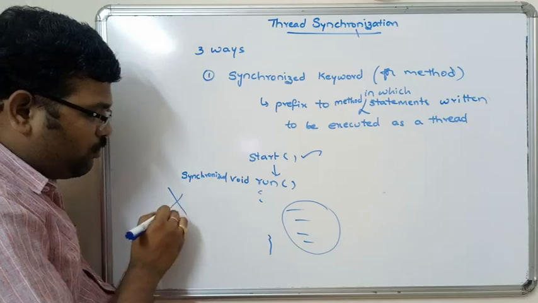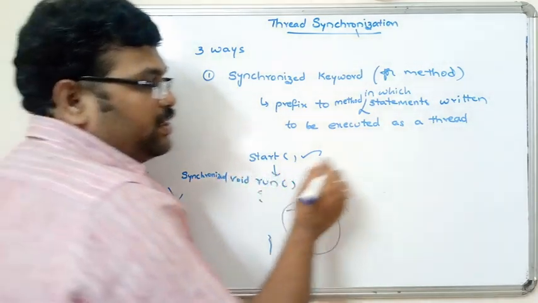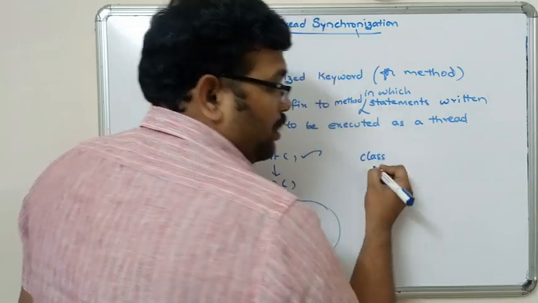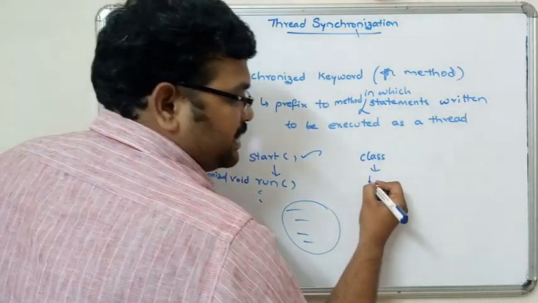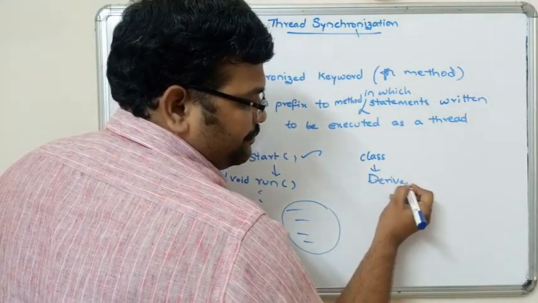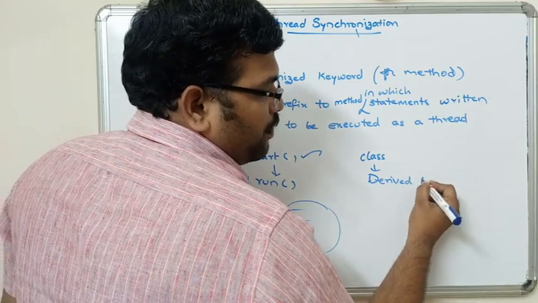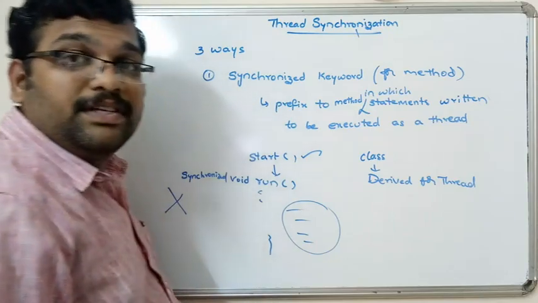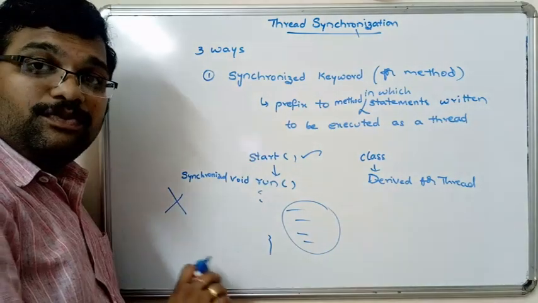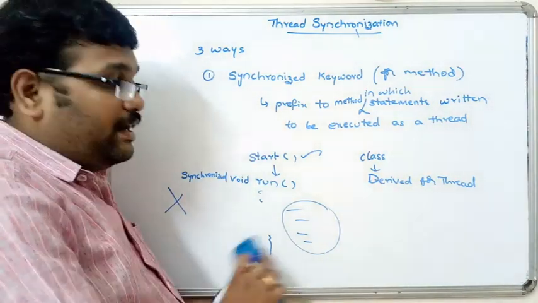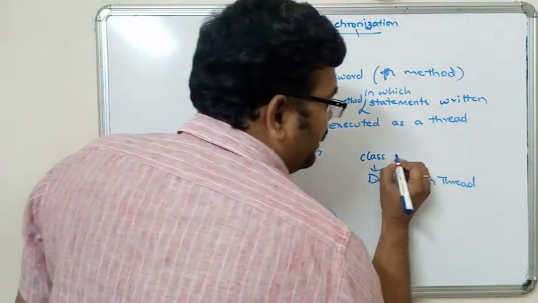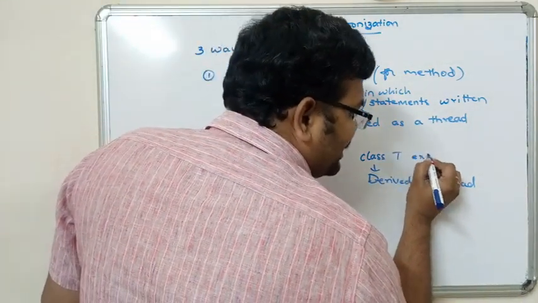But this is wrong, because we said that all the classes are derived classes of the thread class. We explained this in the previous section. Whatever class we write will be a derived class of the thread class. That's why here we write T extends Thread.